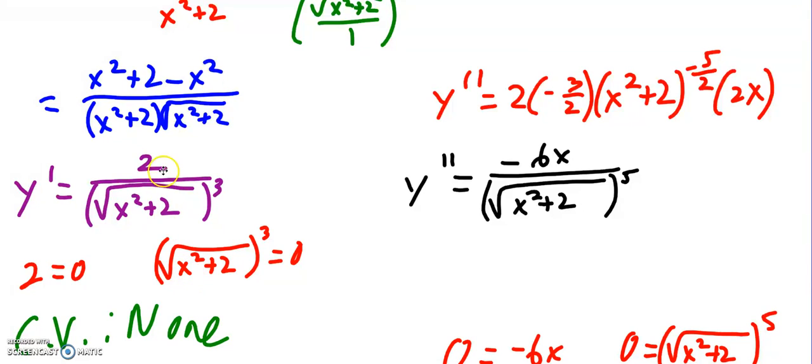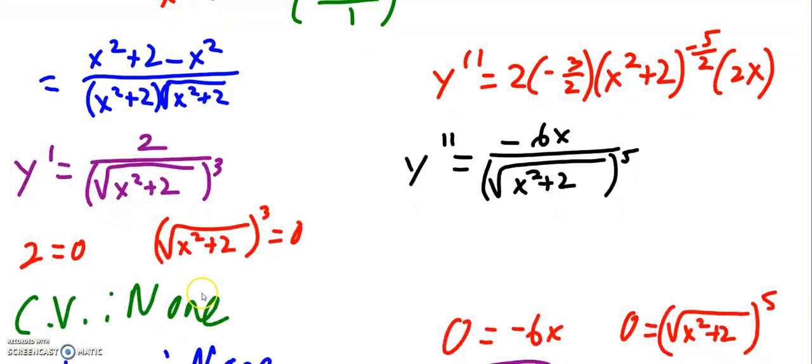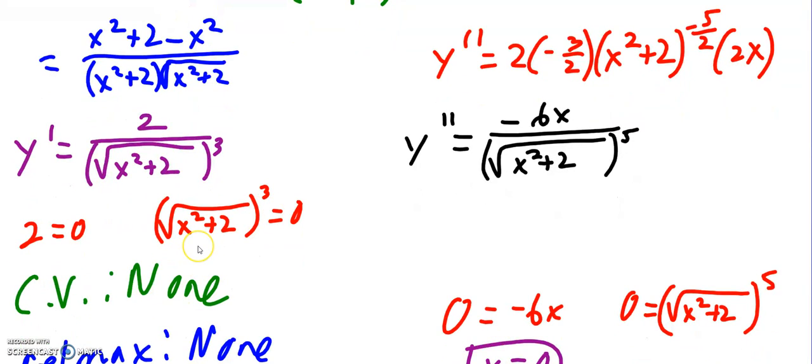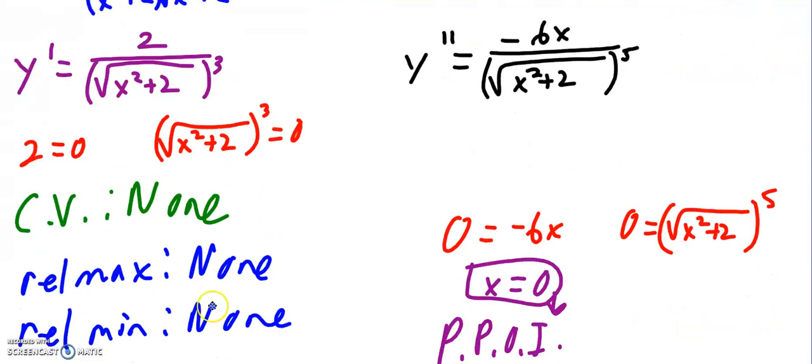So now I'll find my critical values. 2 does not equal 0. That's not a critical value. Square root of x squared plus 2, cubed, equals 0. That is also not going to give me any critical values. That just gives me imaginary numbers. So none. So there's no relative max, no relative min. Possible points of inflection. So that's easy, right? That makes things a lot easier. A lot less derivative work there. Anyway, possible points of inflection.